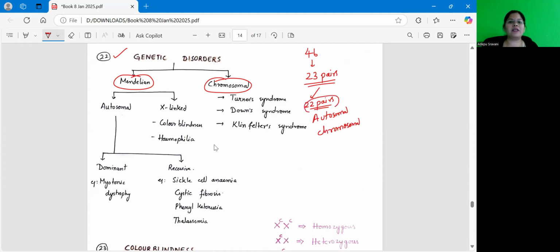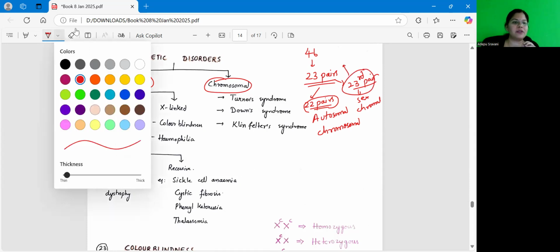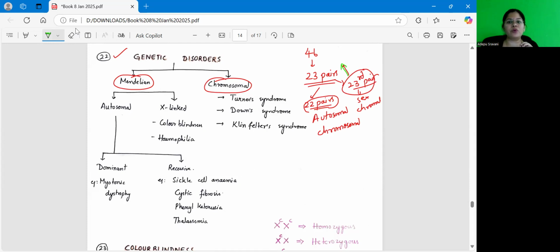The first 22 pairs out of 23 are autosomal, and the 23rd pair, that means the last pair, is called the sex chromosome. Now, what is the difference between the sex chromosome and autosomal chromosomes? The sex chromosome, we know, will determine the sex of the person. That means if the 23rd chromosome is XX, then the person will be female. If the 23rd chromosome is XY, then the person will be male.